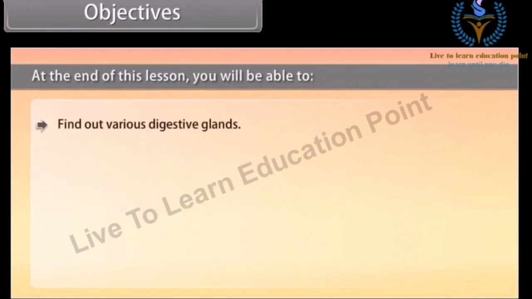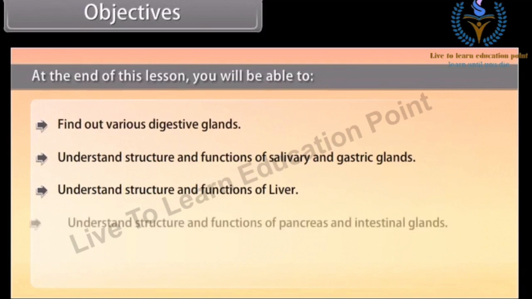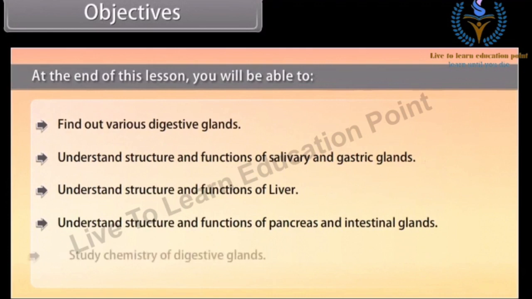Find out various digestive glands, understand structure and functions of salivary glands and gastric glands, understand structure and functions of liver, understand structure and functions of pancreas and intestinal glands, study chemistry of digestive glands.